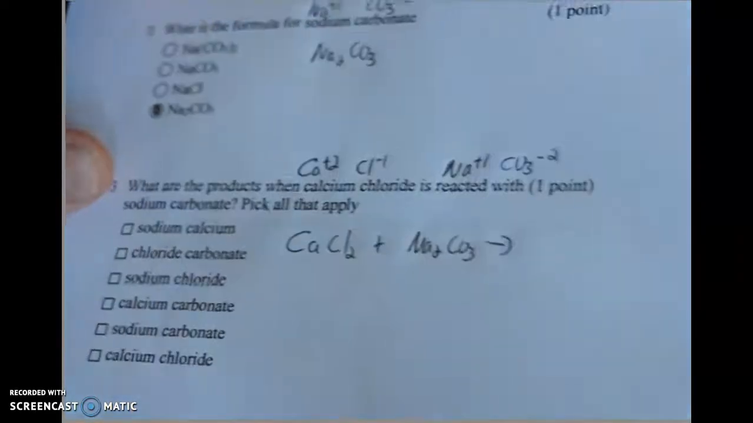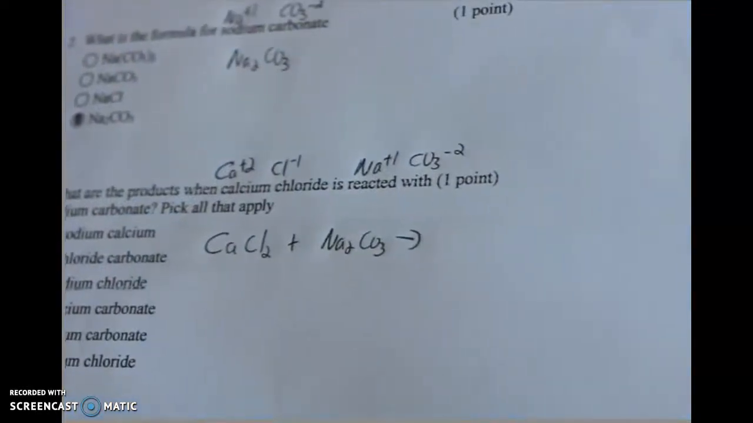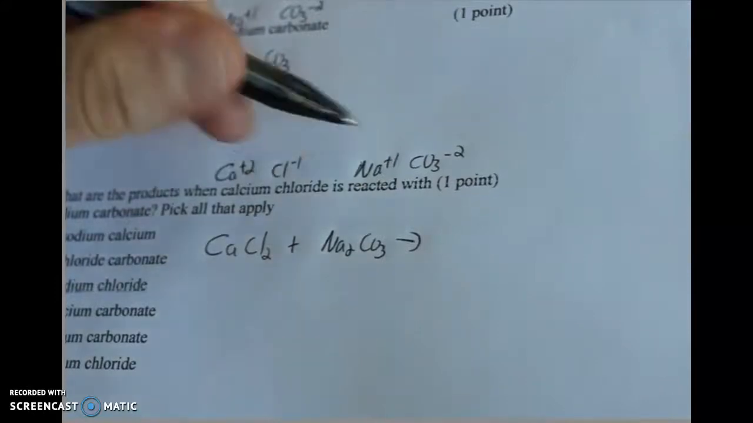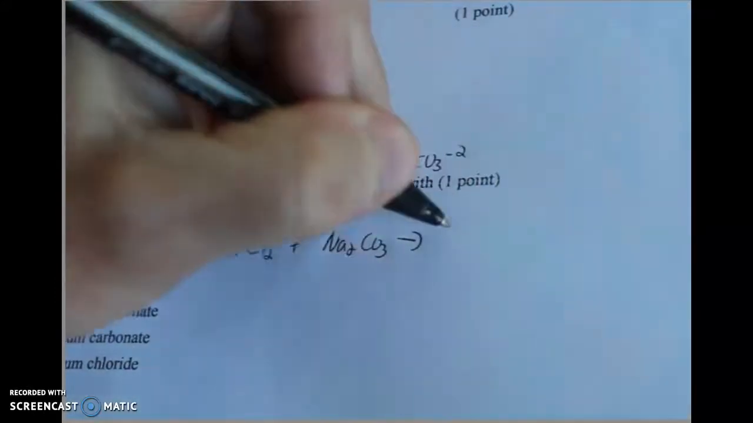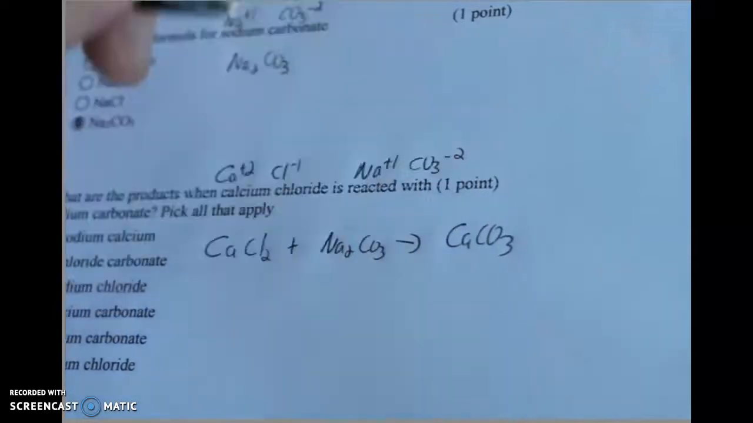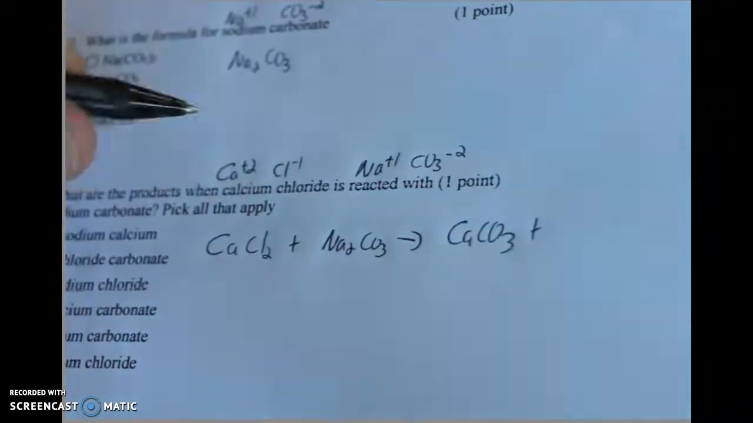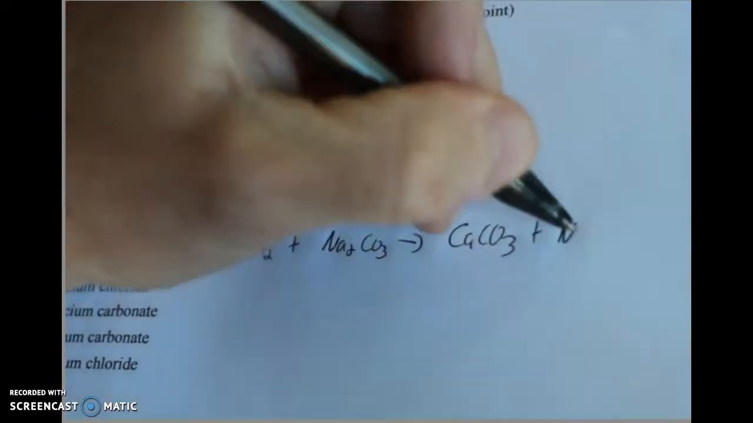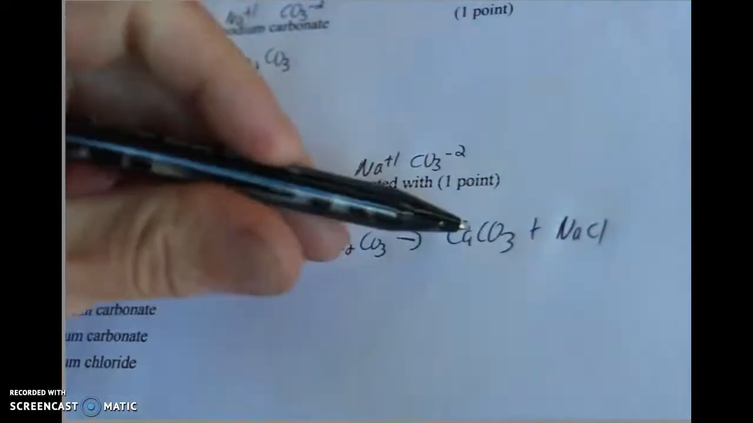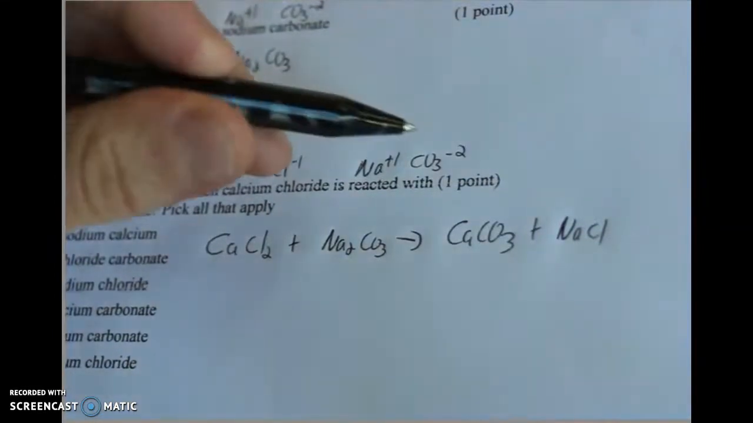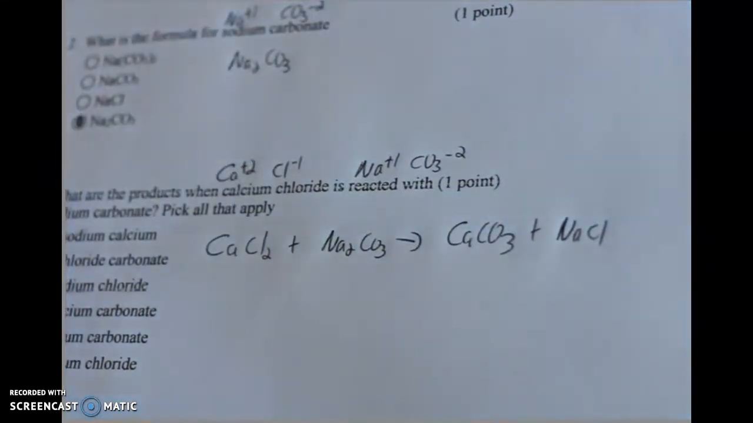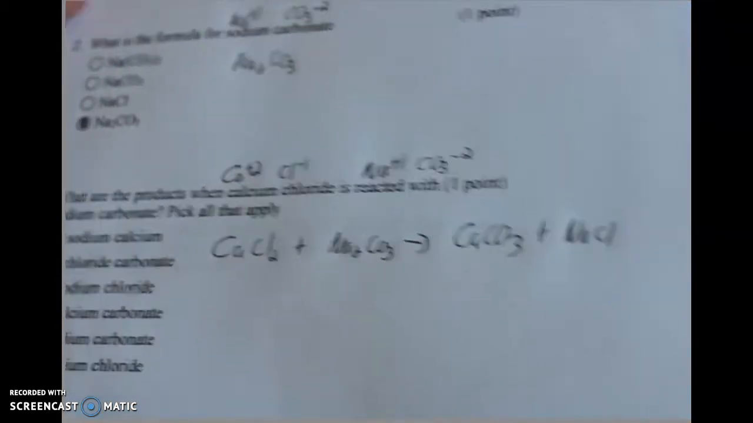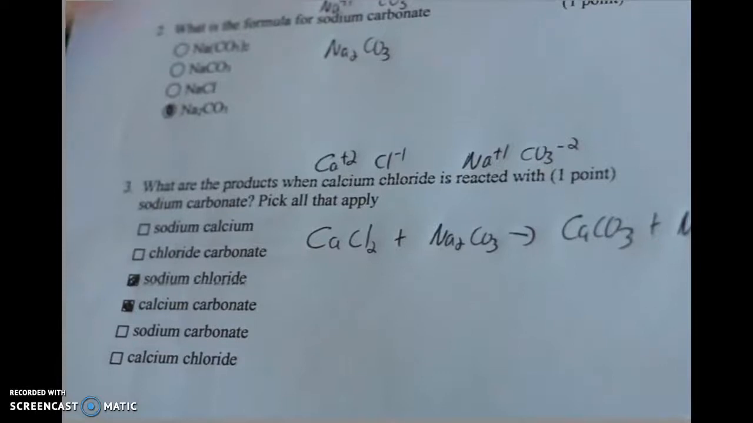So now for the products, really what's going to happen is this is going to be a double displacement. Everything's just switching partners. The calcium is going to bond to the carbonate. It's a +2 with a -2, so you get CaCO3. And now you're going to have the sodium, that's +1, bonding to the chloride, that's -1. You get NaCl. So what you're getting is the positive from one bonding to the negative of the other. So you get sodium chloride and calcium carbonate. All right, that's what it's asking you.